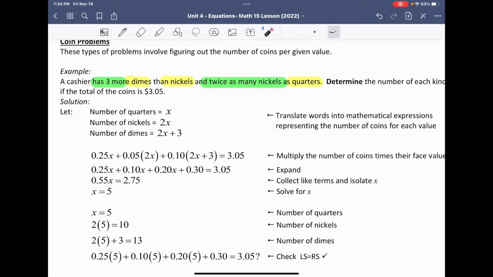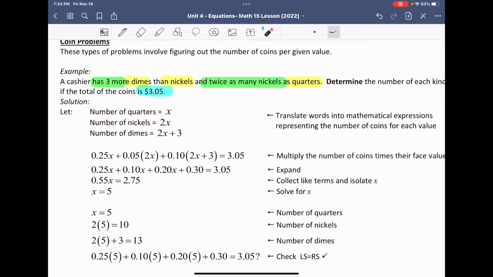So what we're going to do is assign the number of quarters as X or some variable. It could be L, M, it could be some other variable that we want to placehold here, but let's just choose X. And they say that the sum of these should be equal to $3.05 in the end. So we let X equal the quarters. Well, how many nickels do we have? Twice as many nickels as we do quarters. So it's 2 times X, or 2 times the number of quarters.